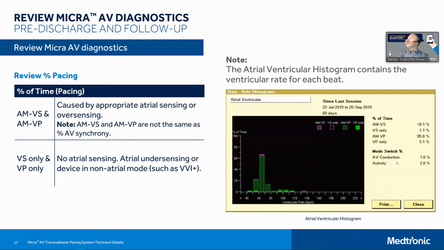It also gives you how much time you've been in those different mode switch modes. The activity mode switch is typically 1 to 2% of the time. Then depending upon the patient's AV conduction status, this can be 0% for an AV block patient, or for somebody who has very episodic heart block, this could be very close to 100%.